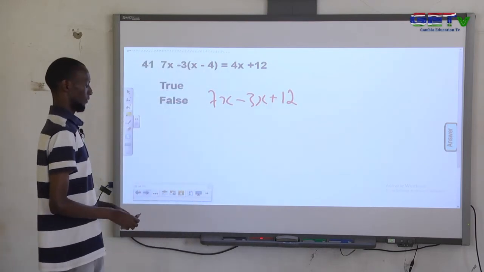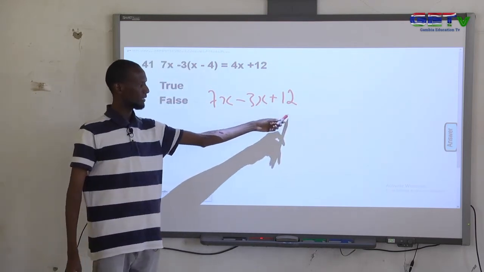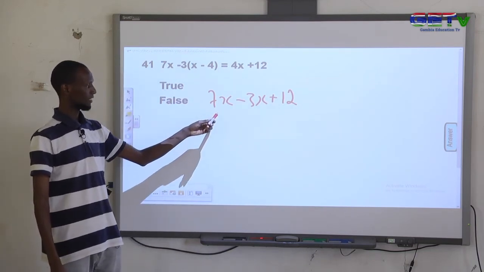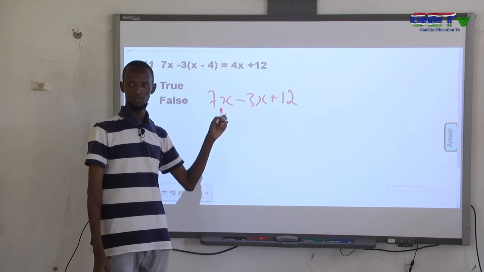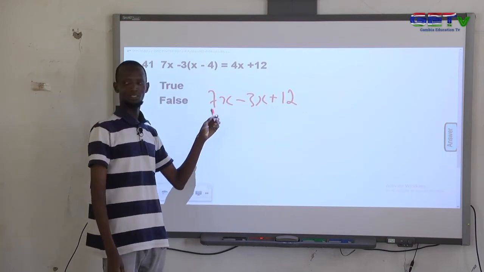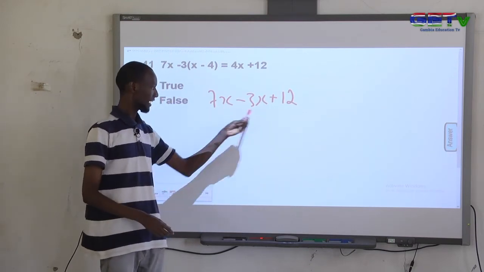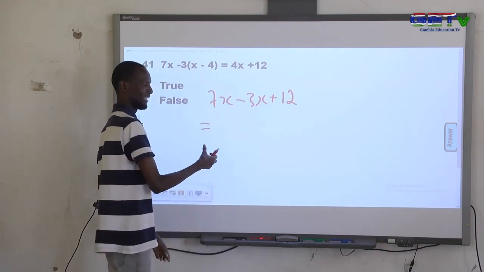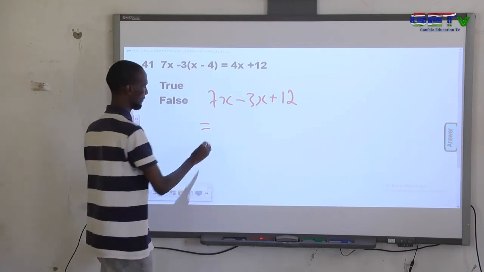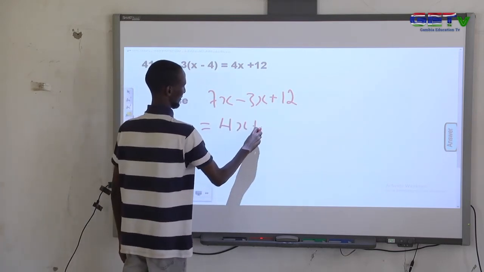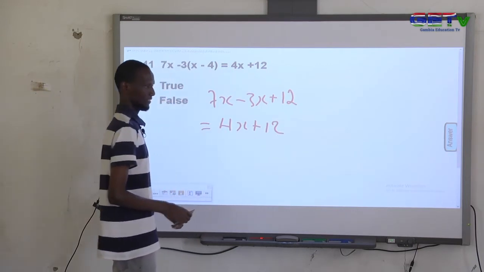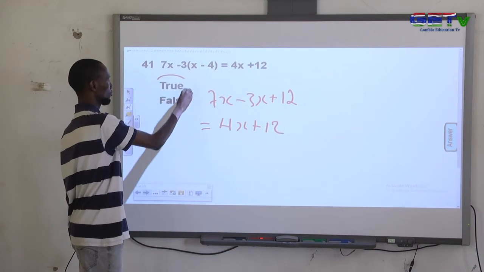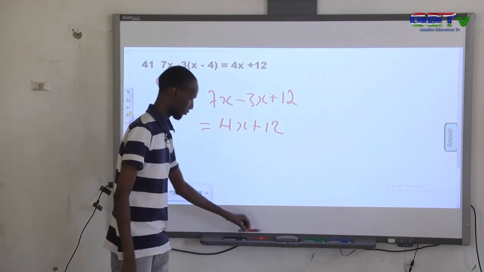There. Now, next thing is, do we have any like terms there? Yes, we do have like terms, because the 7x and the 3x are like. They contain the same variable raised to the same power. So these are like terms. And of course, we know now, if you have 7x's and you remove 3x's from there, you are simply left with 4x plus 12. And that is what was given here. So this makes this a true statement. It's true.